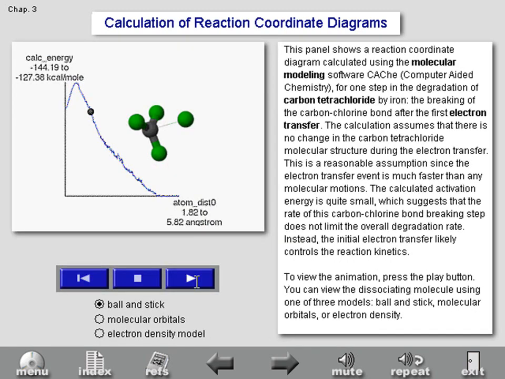This panel shows a reaction coordinate diagram for the second step in the degradation of carbon tetrachloride by iron, the breaking of the carbon-chlorine bond after the electron transfer. Start the animation to see this correspondence between the position on the reaction coordinate diagram and the bond dissociation. You can view the reaction using one of three models: ball and stick, molecular orbital, or electron density. The simulation was generated using the molecular modeling software called CACHE.